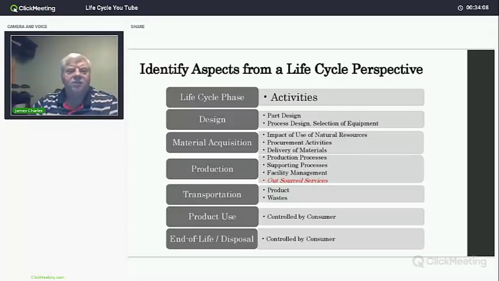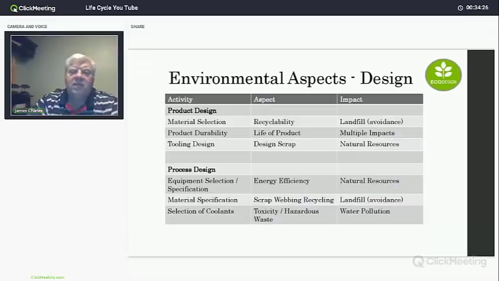Somebody uses our product, our customers use the product, and then at the end of the life of our product, it's disposed of. Now, in those two portions of the life cycle, we may not have any control or influence. And if that's the case, then we don't have any aspects to identify. So just keep in mind that at this stage of the game, all we're trying to do is identify aspects. And we're doing this now from a life cycle perspective.